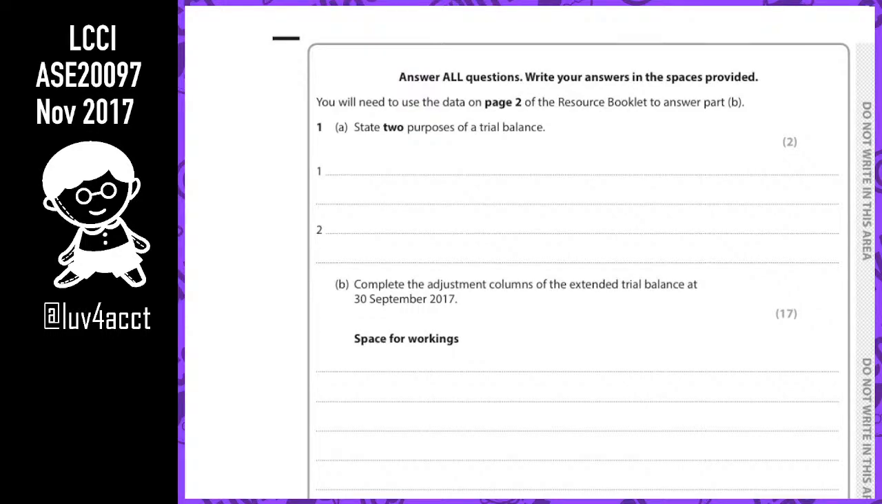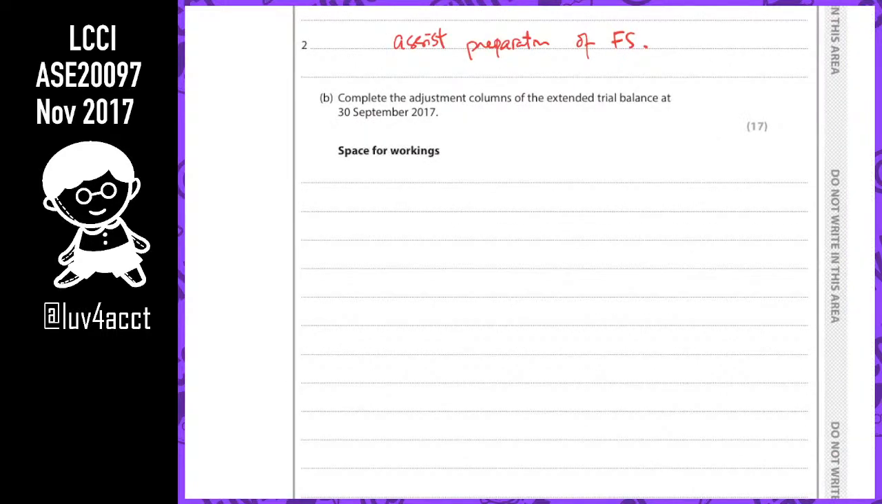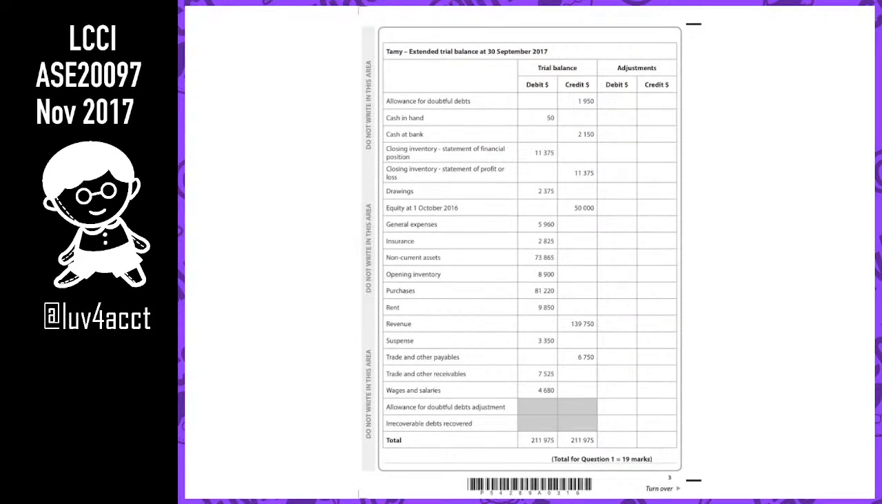First, it helps to check the arithmetical accuracy of the accounts, to check whether the total of the debit side is equal to the total of the credit side. And to assist preparation of financial statements. Then we have the workings directly here, and then 17 marks for the adjustments. Again, we have to fill in the total at the end of the question.